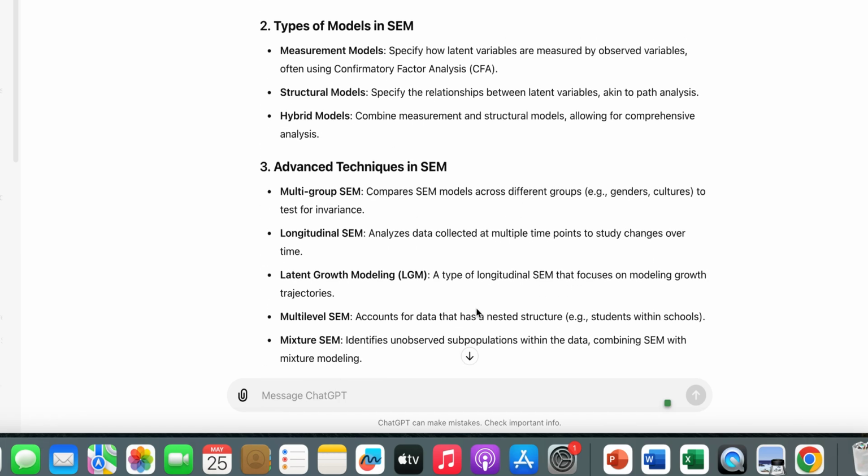Second, types of models in structural equation modeling. These are the models. Number 1, measurement models specify how latent variables are measured by the observed variables, often using confirmatory factor analysis. Structural models specify the relationships between the latent variables, akin to path analysis. Hybrid models combine measurement and structural models, allowing for comprehensive analysis.